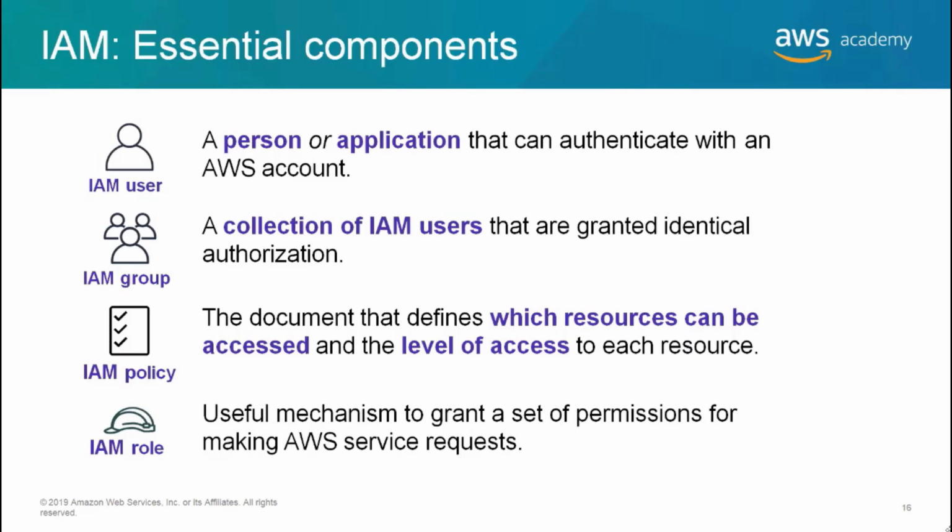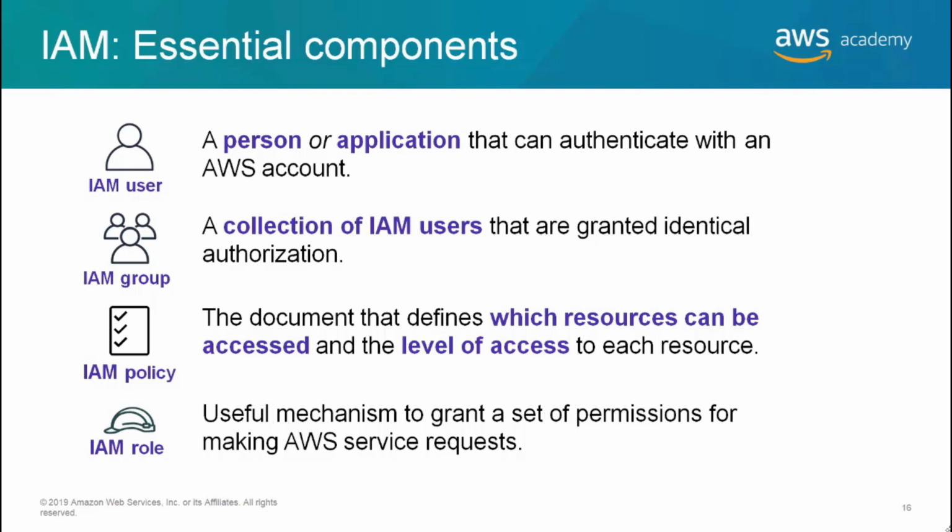So if you look into the essential components in IAM, Identity and Access Management, you have four things: IAM users, IAM groups, IAM policies, and IAM roles. When you come to the user, it is a person or application that can be authenticated with an AWS account. So that comes under the user category.